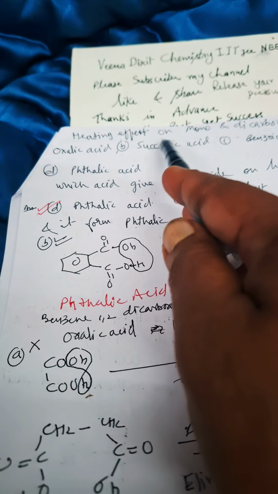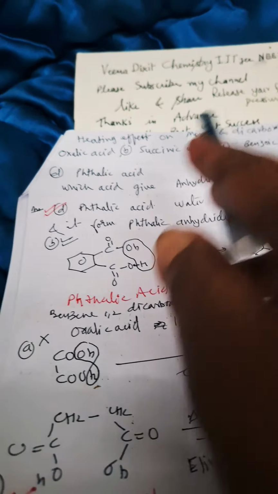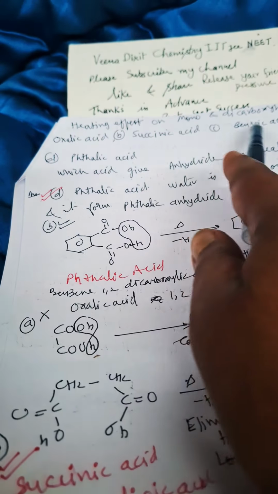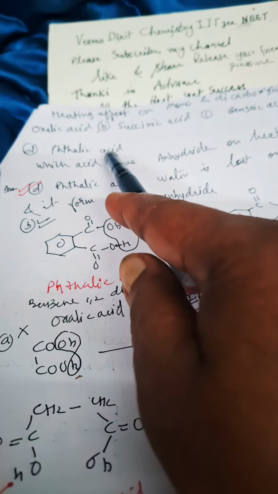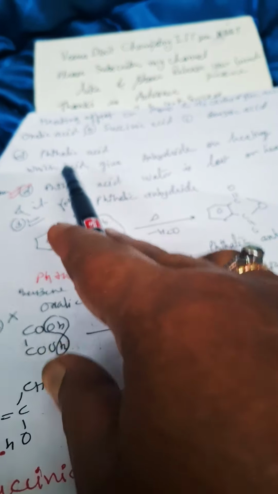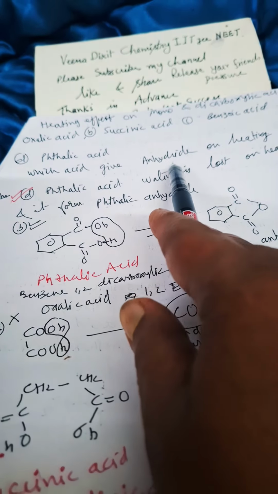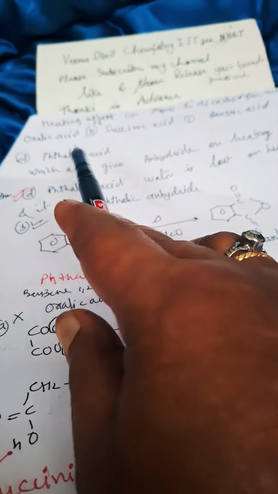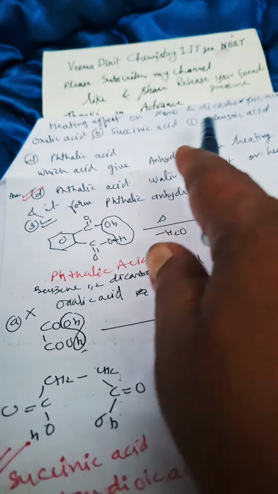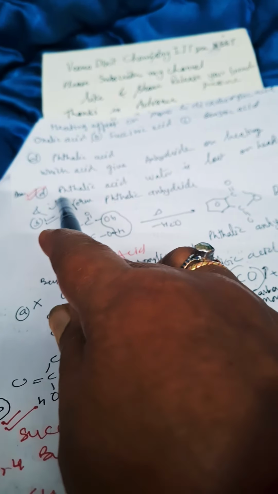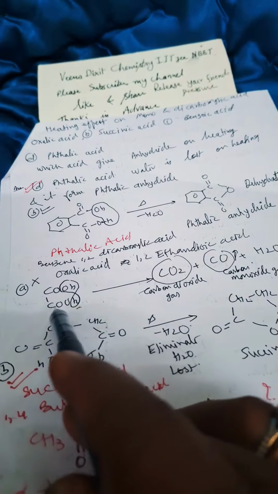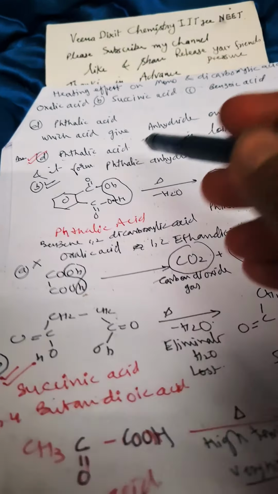Now, heating effect on mono and dicarboxylic acids. Oxalic acid, succinic acid, benzoic acid and phthalic acid are given, and the question asks which acid gives anhydride on heating. So we will search oxalic acid, succinic acid. So the answer is phthalic acid and succinic acid. So first we will discuss this.